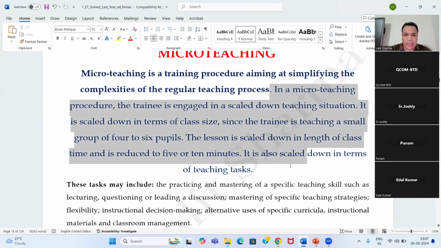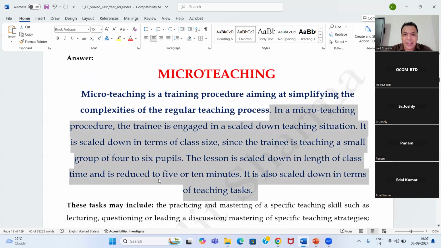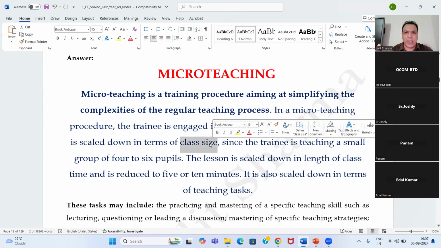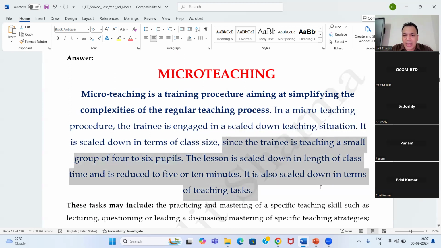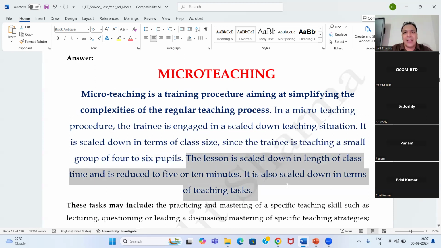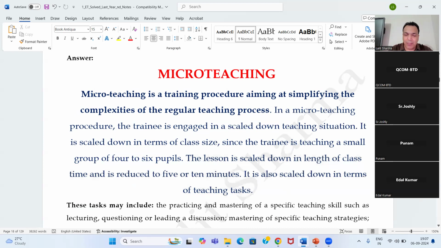In a micro teaching procedure, the trainee, meaning the B.Ed trainee, is engaged in a scaled down teaching situation. It is scaled down in terms of class size. Okay, the class size is also 5 to 7 students, or 10 students. Since the trainee is teaching a small group of 4 to 6 people, the lesson is also scaled down in length of class time and reduced to 5 to 10 minutes. It is also called scale down in terms of a teaching task.